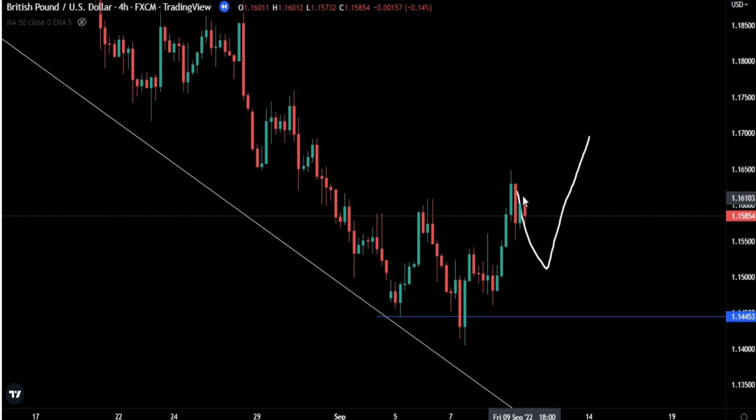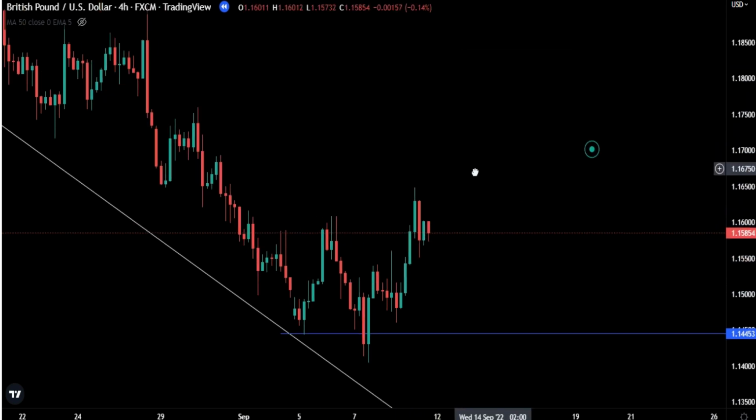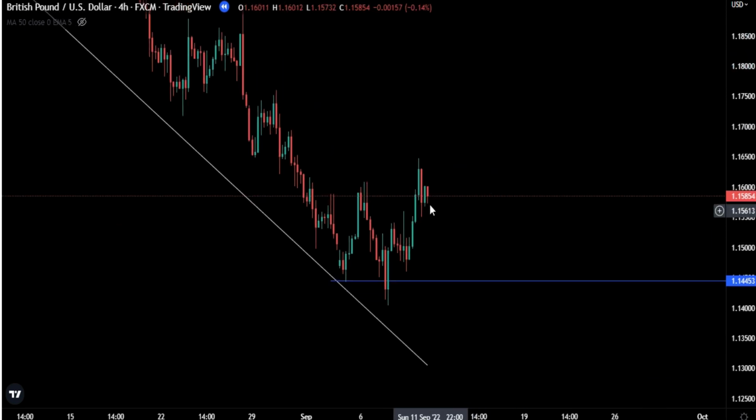Because you need another pullback that will not be able to break these lows, right, before you confirm this as a change of trend and start looking for buying opportunities. So at this point, this price is not yet confirmed as a change of trend or as an uptrend. So that's why you have to be patient and observe or watch whatever the price is doing. So let's play it and see how the price moves.